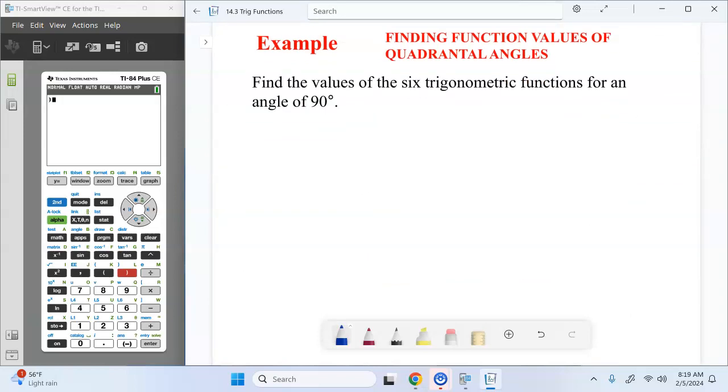Find the values of the 6 trigonometric functions for an angle of 90 degrees. Okay. Where's 90 degrees located? Right angle. Which one? The first one, right? It's that right angle. So my angle in standard position would be there. Okay, so there's theta. Angle of 90 degrees. So again, we can pick any point on that line to get our x and our y. Okay? So, literally, give me any point that would be on this line, on the y-axis.